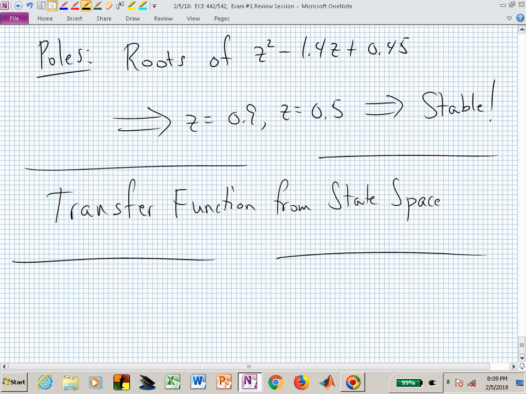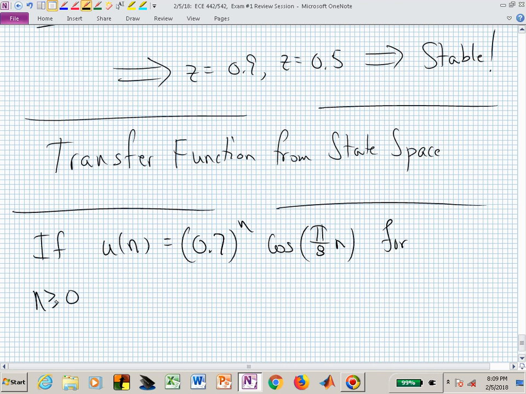Now, it's a Friday night and we want to dance, so now we just started with a difference equation. Now what happens? Well, we could say, if somebody comes up to you and says, what if I excite you with this input, u of n is equal to 0.7 to the n cosine pi over 8 n for n greater than 0, what is the structure of y of n?